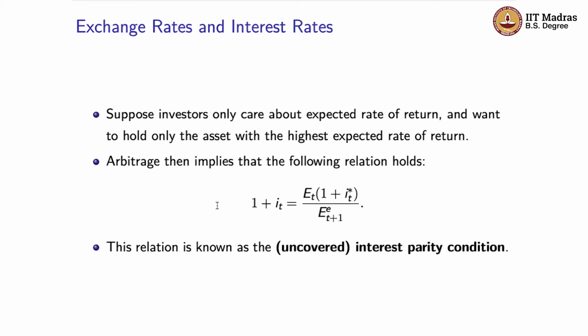So if you've got risk neutral investors, then arbitrage is going to imply that you're going to have the following relationship holding true, right? 1 plus IT is equal to ET into 1 plus I star T divided by ET plus 1E, right?